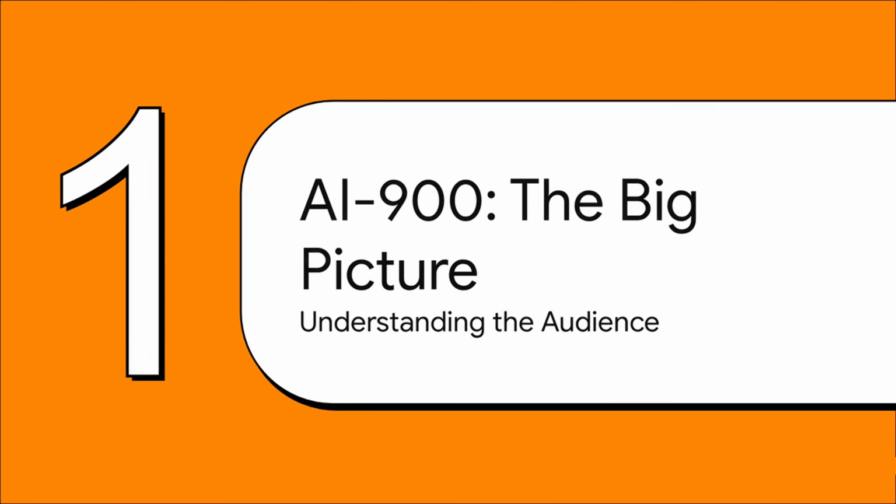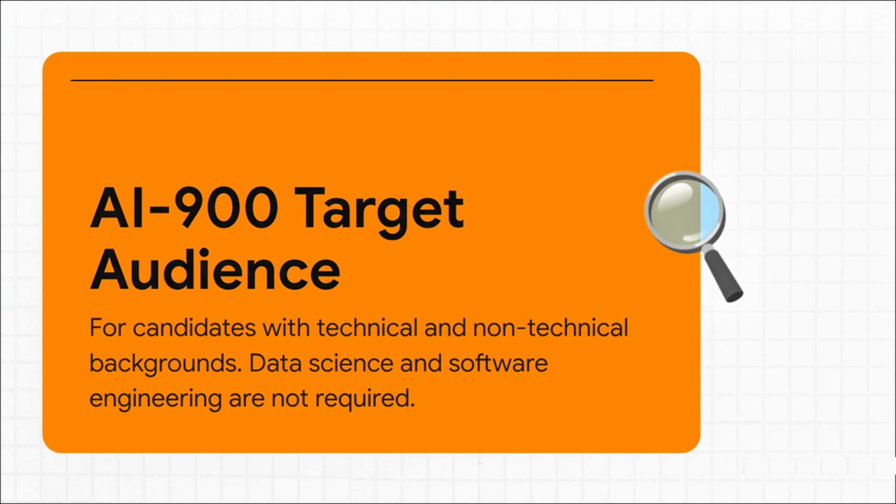First things first, let's zoom out and look at the big picture. Who is this exam really for? Because understanding the audience is the key to understanding how the whole thing is designed. The number one thing you've got to get about the AI-900 is that it's built to be accessible. This isn't some high-level exam just for coding wizards or data science veterans. Microsoft really designed this as a launchpad for pretty much anyone, whether you're in a technical role or not, who just wants to get a solid handle on AI fundamentals.